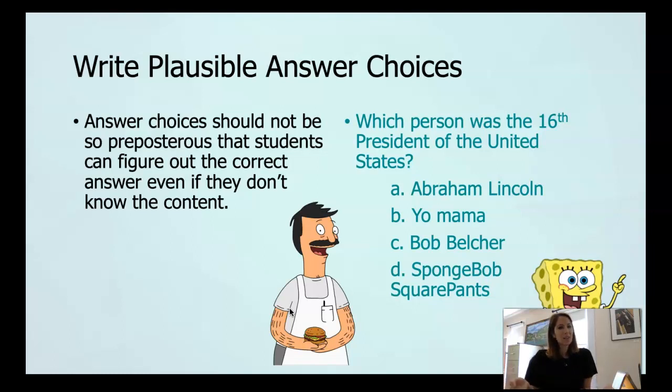So if we wanted to make a better test question here, we'd want to list other presidents to make sure that students would be able to correctly identify Abraham Lincoln as the 16th president. So you might list George Washington or Thomas Jefferson or Zachary Taylor, right? Other people who have been presidents.